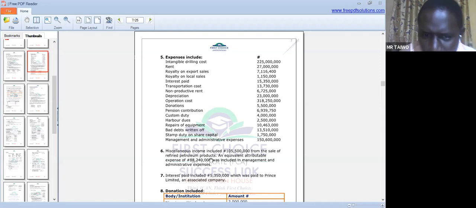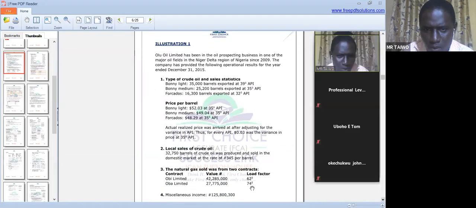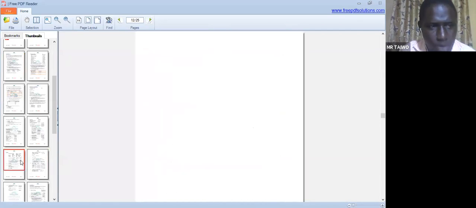Therefore, you are going to remove the 105,500,000 from the total miscellaneous income of 125 million. The difference is what you will put under your PPT computation. I hope you are getting what I'm saying now.